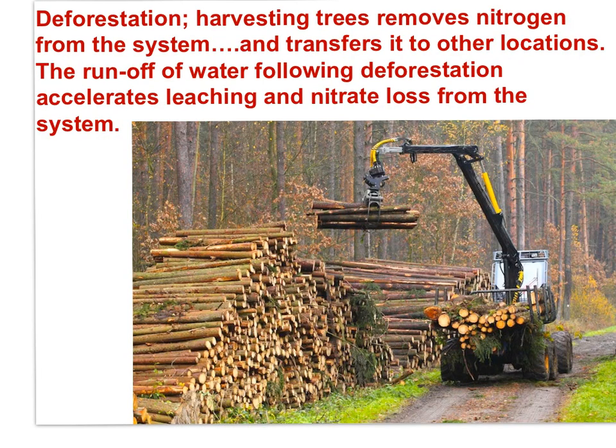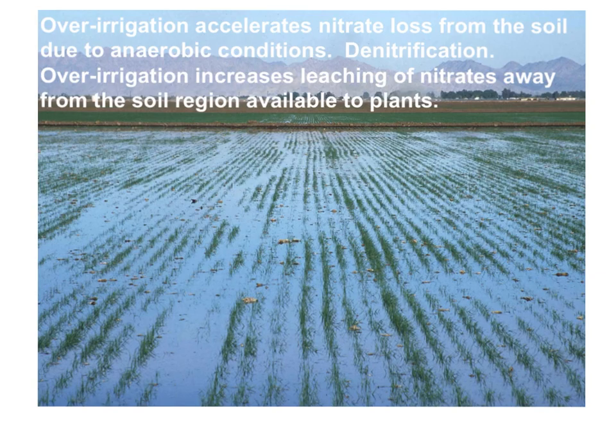Deforestation. Harvesting trees removes nitrogen from the system and transfers it to other locations. As well, the runoff of water following deforestation accelerates leaching and nitrate loss from the system. Over-irrigating agricultural fields accelerates nitrate loss from the soil due to the waterlogged anaerobic conditions, the process known as denitrification. Over-irrigation increases the leaching of nitrates away from the soil region that's available to plants.